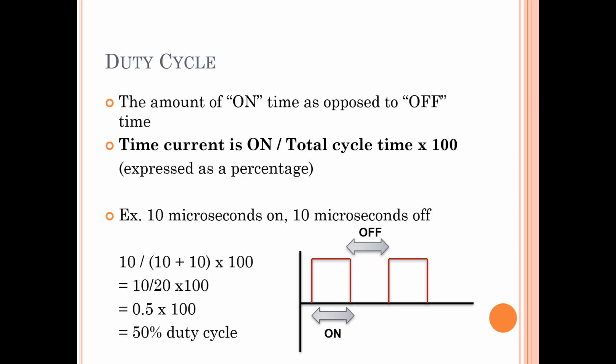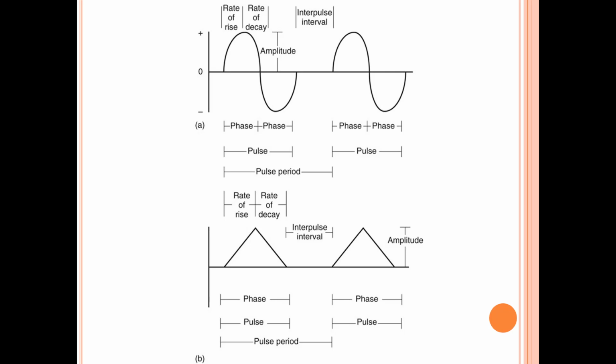An additional example would be a current with an on time of 10 microseconds and an off time of 40 microseconds. This would have a 20% duty cycle. This slide is a pictorial representation of the pulse attributes we just spent time exploring, including phase duration, pulse duration, interpulse interval, intrapulse interval, rate of rise, rate of decay, pulse charge, and pulse frequency.